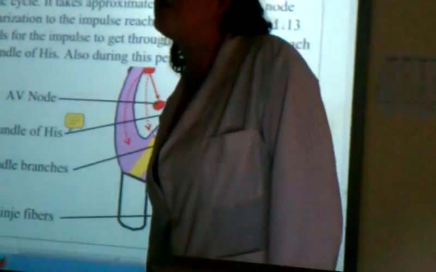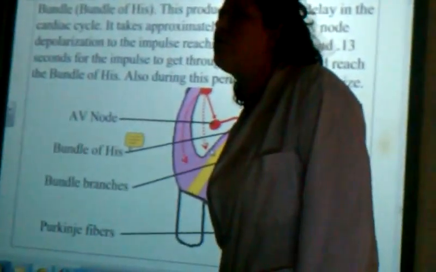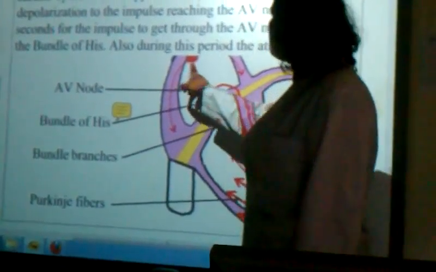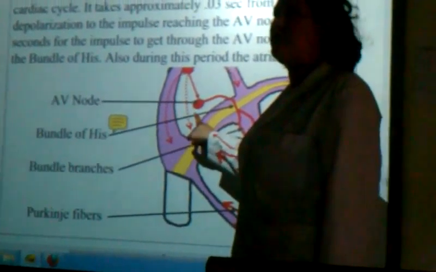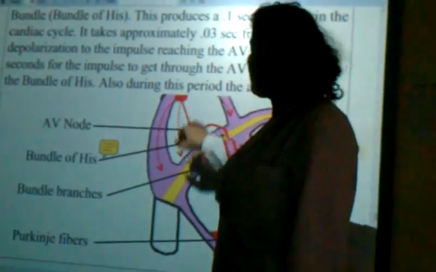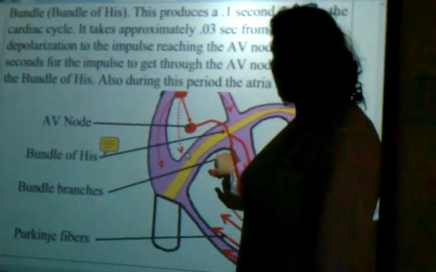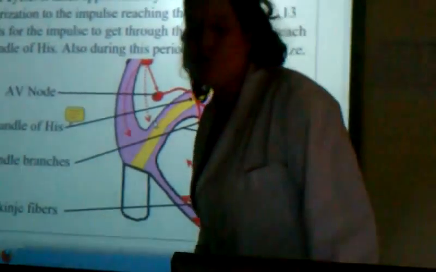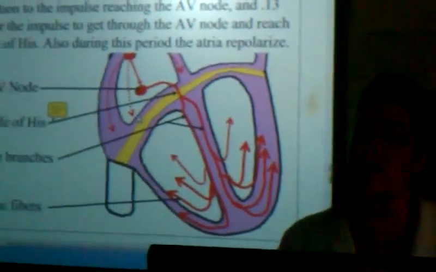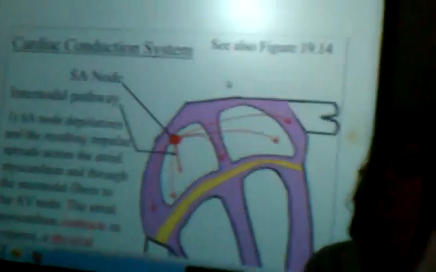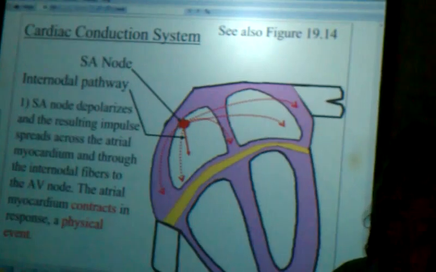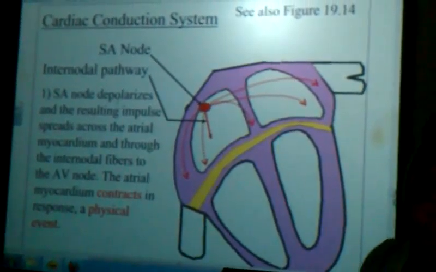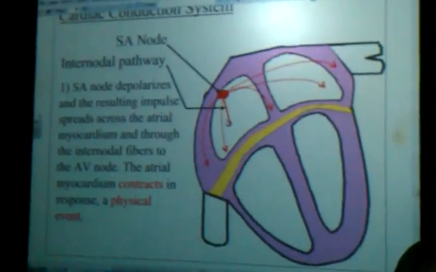You had a question? So I'm not making only one node, or there are others somewhere. Well, there's two, the SA node and the AV node. Those two nodes, and then there's the bundle of His, the right and left bundle branches, and then the Purkinje fibers. Okay? So that is the pathway, that's all of the structures that are part of this conduction system, the cardiac conduction system.